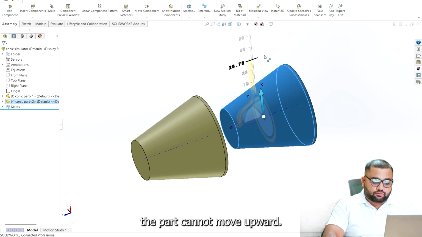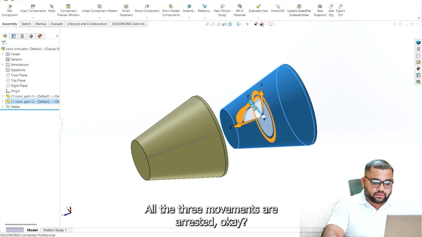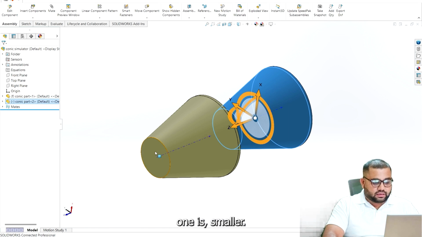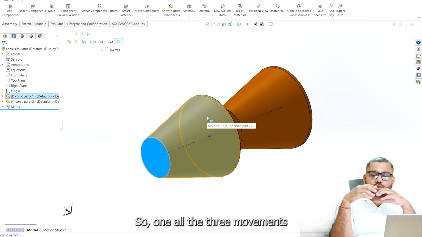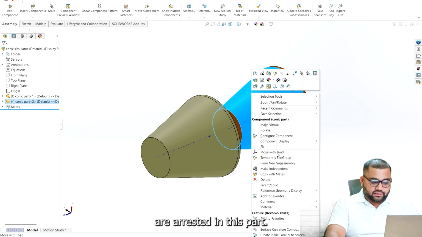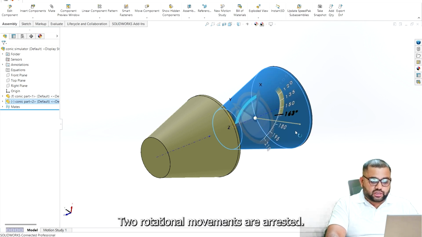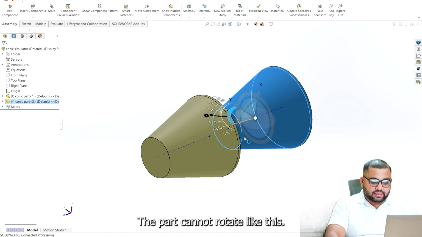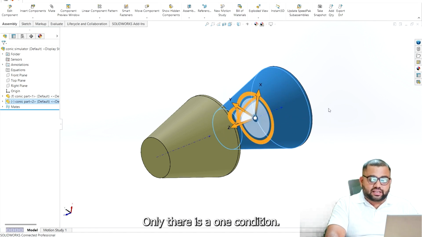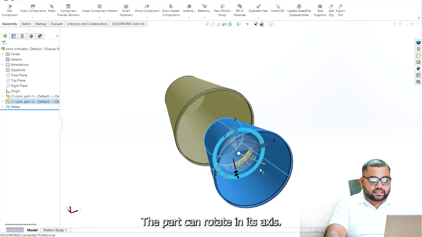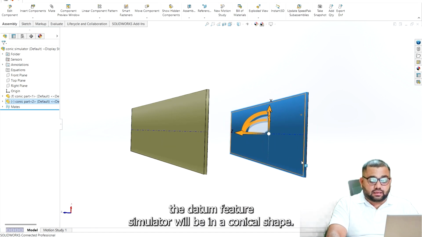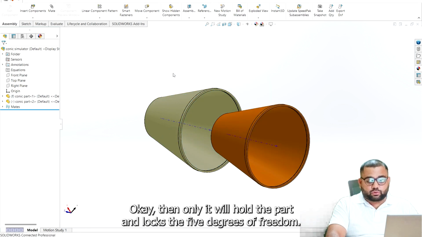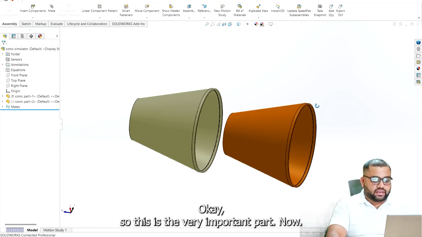The part cannot move upward, downward. All the 3 movements are arrested. Because one end is smaller, the part is arrested. It cannot move from inside the part. So when all the 3 movements are arrested in this part, 2 rotational movements are also arrested. The part cannot rotate like this. The part cannot rotate like this. Only there is one condition: the part can rotate in its axis. The part can only rotate around its axis. Because in this case also the datum feature simulator will be in a conical shape, only then will it hold the part and lock the 5 degrees of freedom. So this is the very important part.